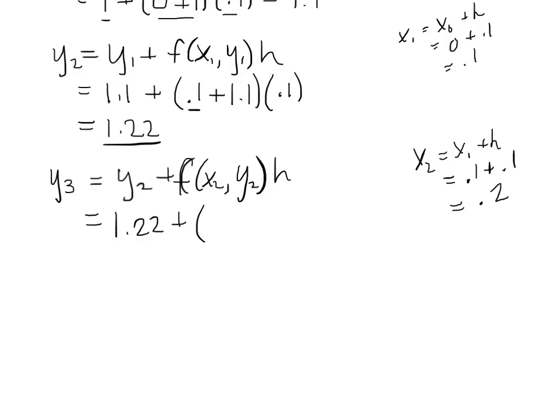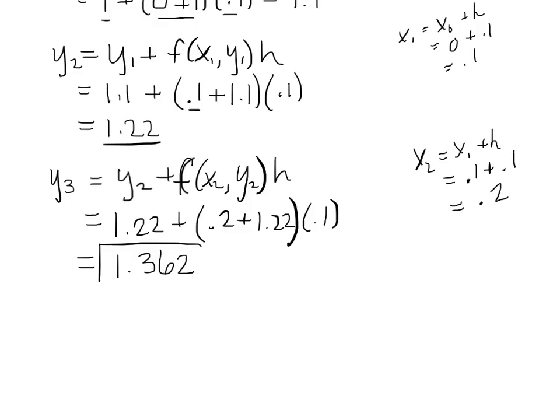So when I come back to my equation for y3, when I go to plug in my x sub 2 value for x, I'm going to plug in 0.2 for x, and I'm going to add that to my y2 value, which was 1.22, and multiply that quantity by my h value, which we know is 0.1. When we simplify all this, I got 1.362. So this here would be the third approximation using Euler's method. And I think that's probably where we're going to stop for today.